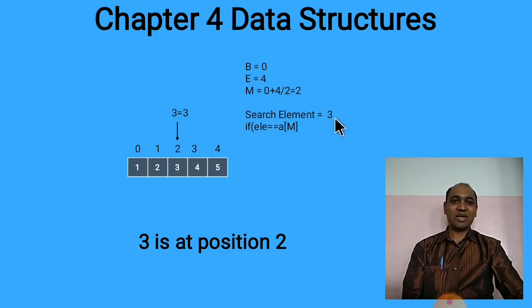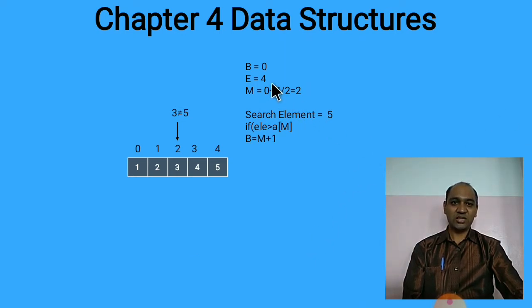Search element, let us take it as 3. If element is equal to, element is what, 3, and double equal to a of mid. A of mid is what, 2. So a of mid subscript is 2. So here it is matching this condition, hence 3 is found at position 2. That is the first condition. The next condition is beginning is equal to 0, ending is equal to 4, and we have determined mid. So it is pointing to the second location, correct?